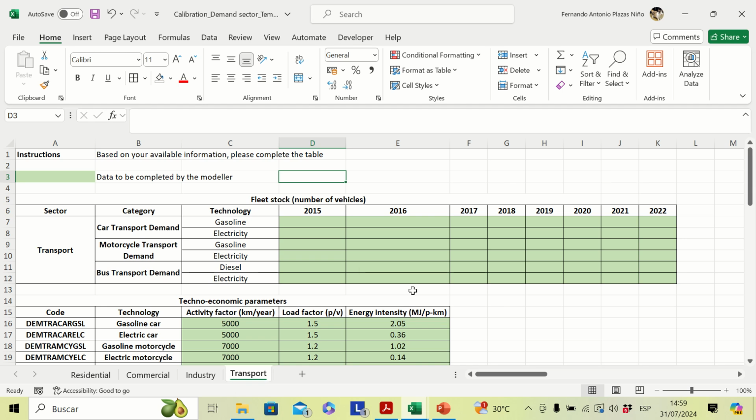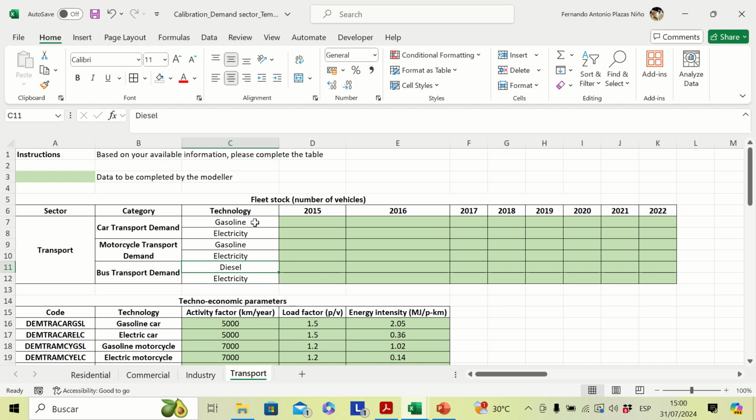So it would be essentially what is the number of vehicles that you have in your country by mode and type. So it means, for example, car powered by gasoline, or motorcycle powered by gasoline, or bus powered by diesel. Notice that another assumption is that you can have cars powered by gasoline and cars powered by diesel.